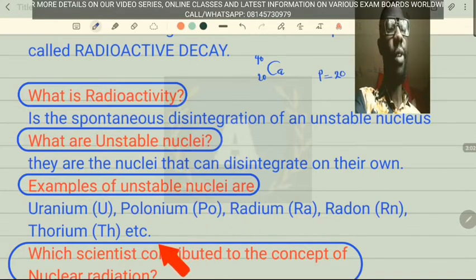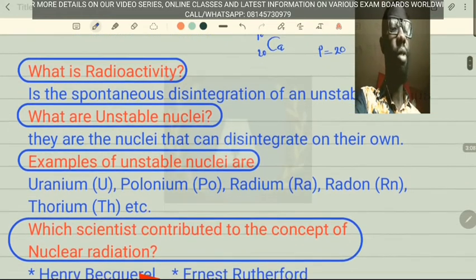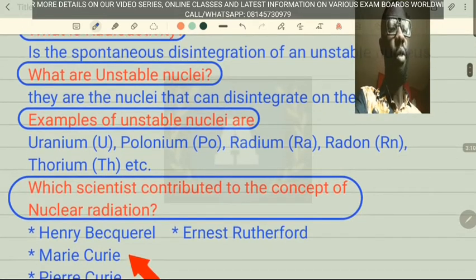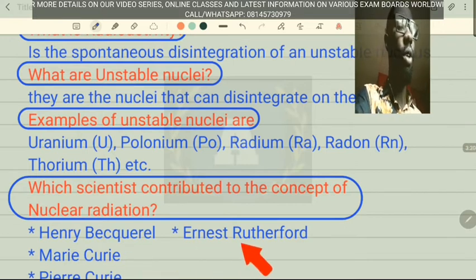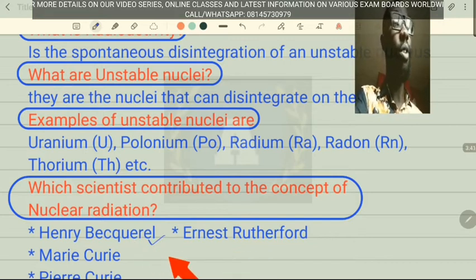Now, which scientists contributed to the concept of radiation? We have notable scientists that contributed to the concept of radiation. We have the French scientist called Henri Becquerel. We have Marie Curie. We have Pierre Curie. This man is the husband of this woman, Marie and Pierre Curie. They contributed to the concept of nuclear radiation. And we also have Lord Ernest Rutherford, who also contributed. But this man, Henri Becquerel, from France, was the one that discovered the concept of radioactivity.